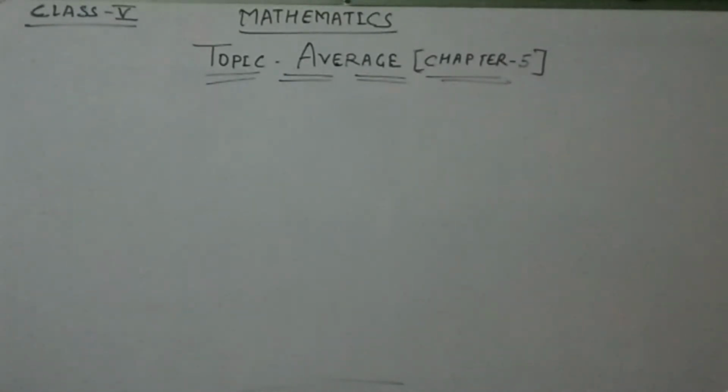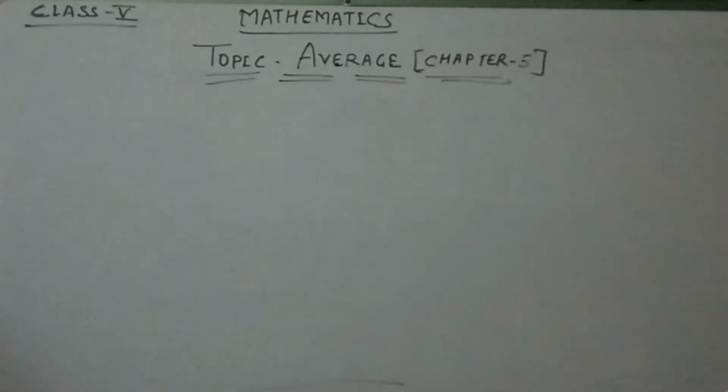Students, how is average calculated? It is easy to calculate. Add up all the numbers, as I already told you, then divide by how many numbers there are. In other words, it is the sum divided by the count. In short, it is the sum divided by the count.